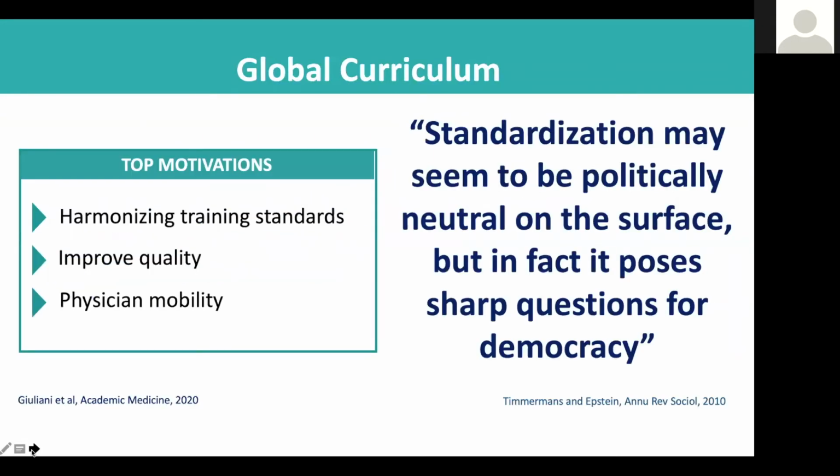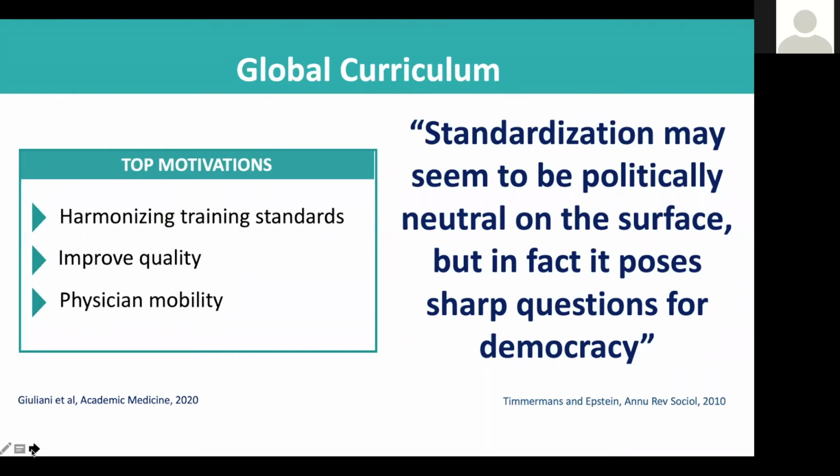And so what are some of the motivations? When you look into the literature about motivations for creating these types of shared curricula, they talk about things like harmonizing training standards, improving the quality of training, and promoting the mobility of physicians. I won't get into the complexities associated with some of those motivations, but I think the thing to focus on is this concept of standardization.